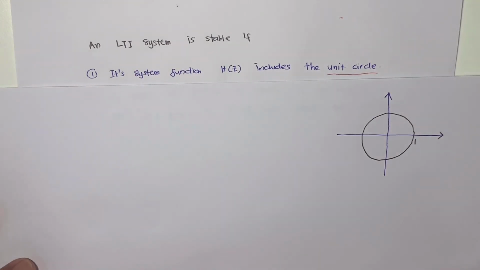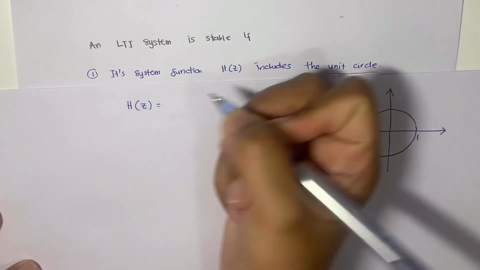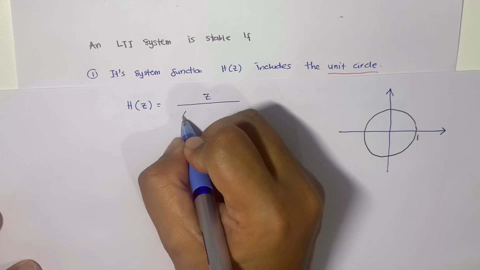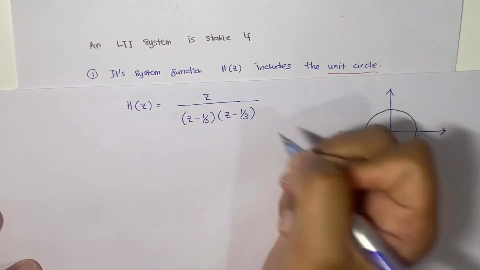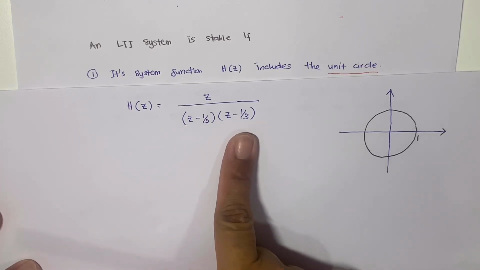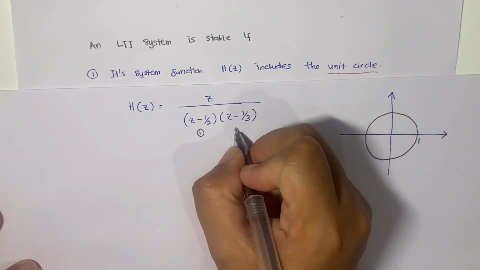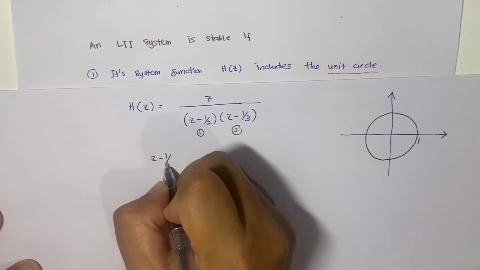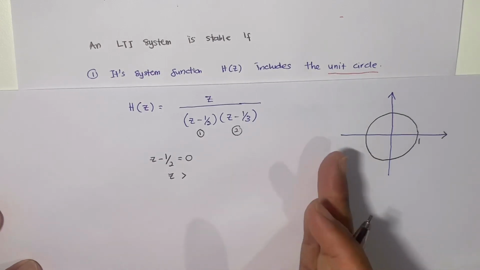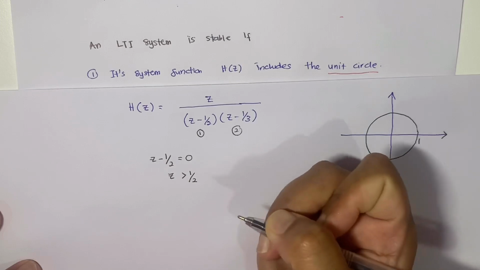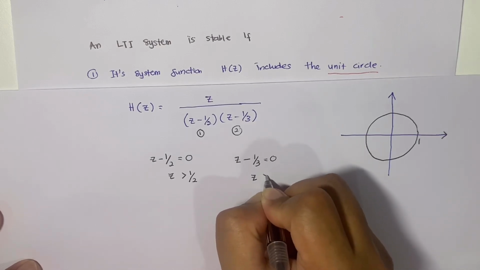Okay, so I will give you an example. If we have, for example, H(z) equal to Z over (Z minus 1 over 2)(Z minus 1 over 3). Okay, we consider this system is a right-sided signal. So we want to find the poles, the first pole and the second pole. So Z minus 1 over 2 equal to 0. Z bigger than, because it is a right-sided signal, it is bigger than 1 over 2. What about the second pole? So we have Z minus 1 over 3 equal to 0. Z bigger than 1 over 3.